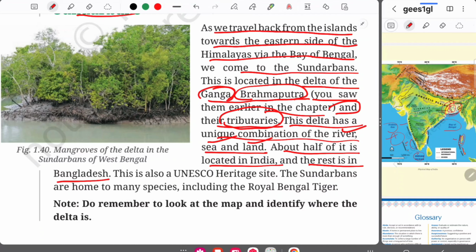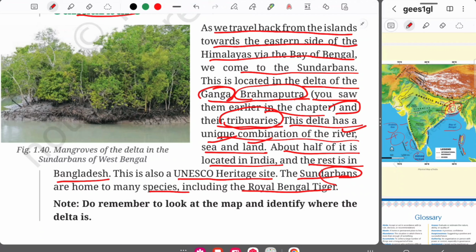Bangladesh is right here, isn't it? So half of its area is in India and most of the other half is in Bangladesh, okay. This is also listed as a UNESCO heritage site. The Sundarbans, Sundar means beautiful and Bans means forest, isn't it? These are home to many species including the Royal Bengal tiger.